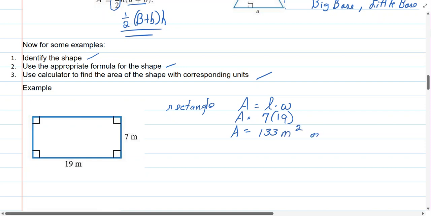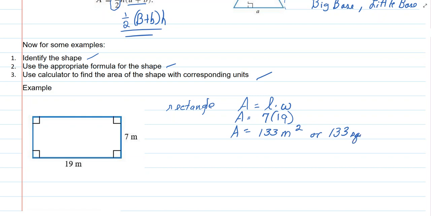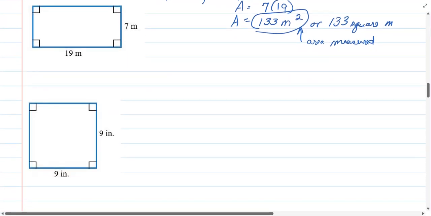squared, or 133 square meters. But this is the more comfortable to do. And this implies area measurement, the inside of the polygon. So let's do another one.